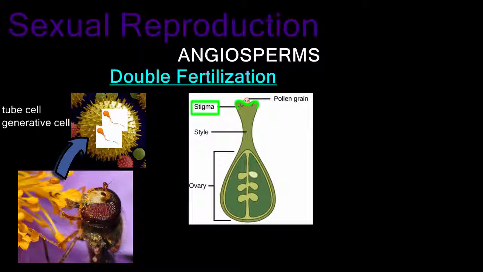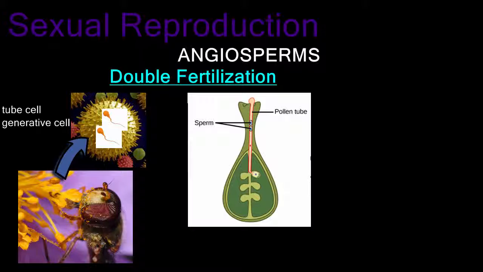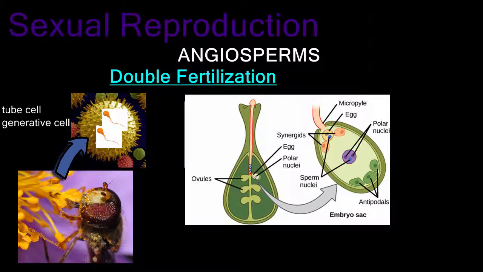Sexual reproduction in angiosperms involves two fertilization events known as double fertilization. Each pollen grain produced by the anther contains a tube cell and a generative cell that divides to form two sperm. When a pollen grain lands on the sticky stigma of a flower, it germinates. The tube nucleus burrows down through the style, creating the pollen tube. The two sperm, produced by the generative nucleus, follow behind. The pollen tube grows down through the style and into the ovary to an ovule, which is magnified here. The pollen tube enters the ovule through a small opening called the micropyle.